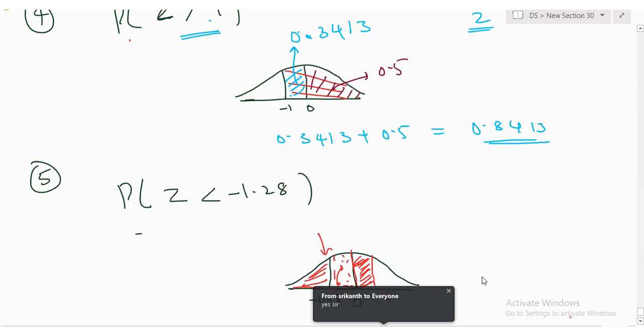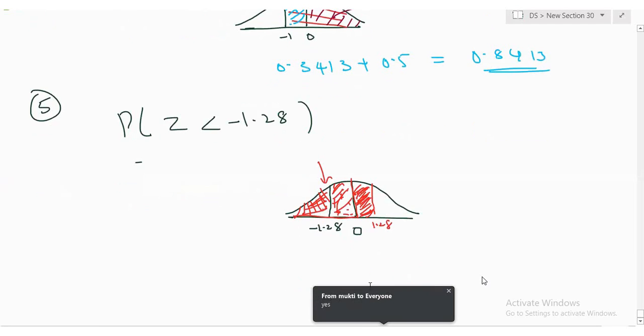So first find out this area. After that, subtract this area from 0.5, which is equivalent to subtracting this area from the total area 0.5. I'm going to get this area. All are clear? All are clear, guys? Online, please respond.